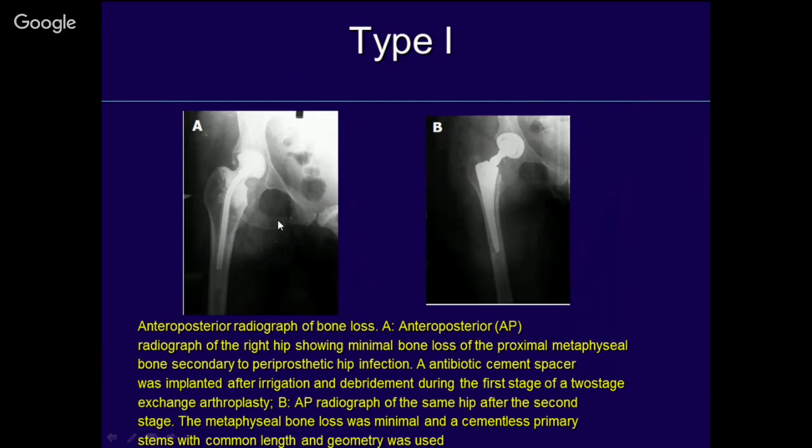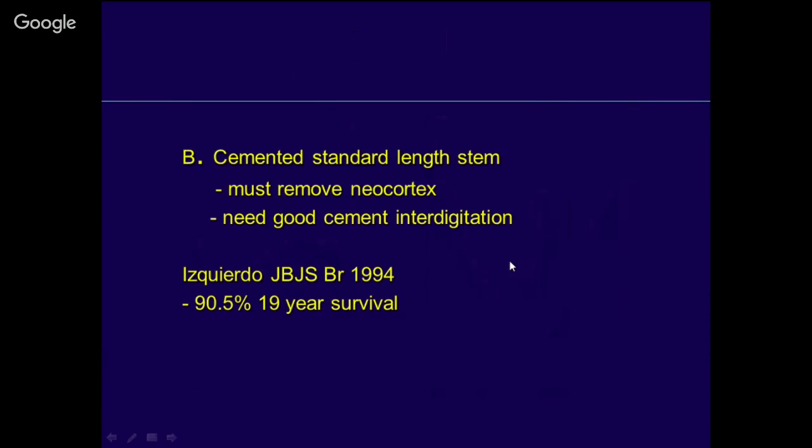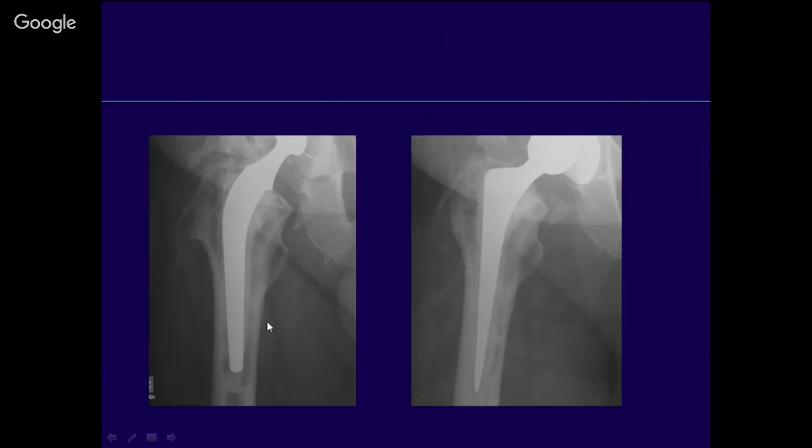This is the case of a previously infected total hip replacement. We use an antibiotic impregnated spacer. After 6 weeks, we remove that spacer and do an uncemented total hip. We can also do a cemented standard length stem. That is a must: remove the neocortex, need good cement integration, and there is a 90.5% survival at 19 years. This is a bone cement case. We removed that implant and cemented again.